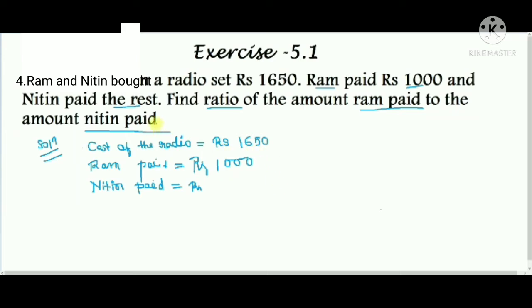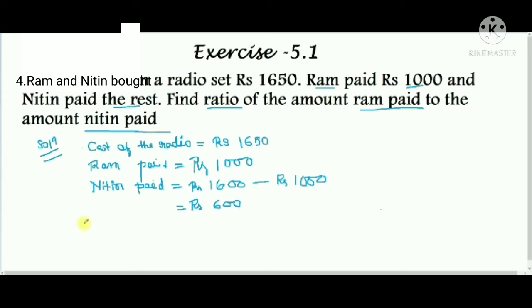From the total cost we will subtract this 1000, and then we will get the rest of the money. So here minus 1000. If we subtract 1000 from 1600, then we will get only 600, right? So this much amount was paid by Nitin. Now according to the question, find the ratio of the amount Ram paid to the amount Nitin paid.